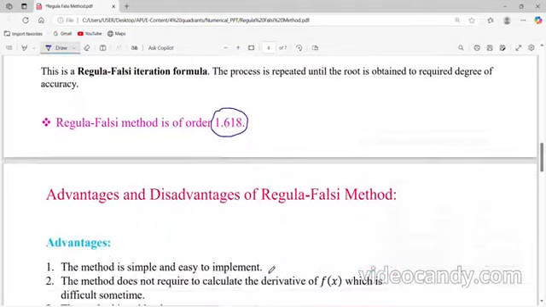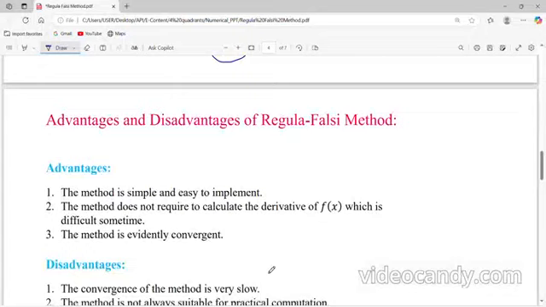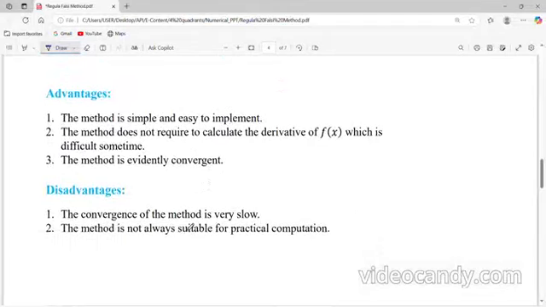Next are the advantages and disadvantages of the Regula Falsi method. First, the advantages. The method is simple and easy to implement. Number two, the method does not require calculating the derivative of f(x), which is sometimes difficult. In the Newton-Raphson method, the formula has a derivative. In this method there is no need to find the derivative, because our formula has no requirement of a derivative. That is the advantage compared with the Newton-Raphson method.